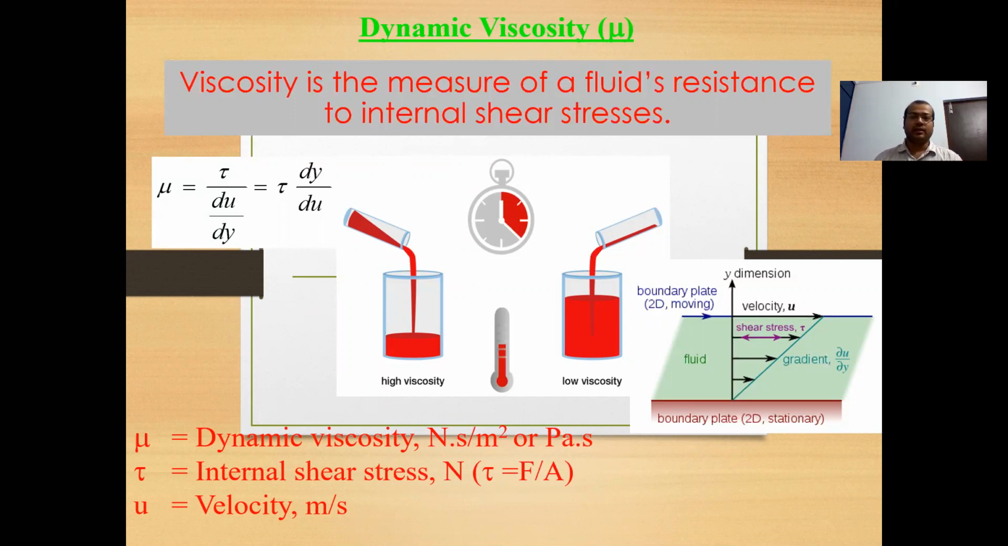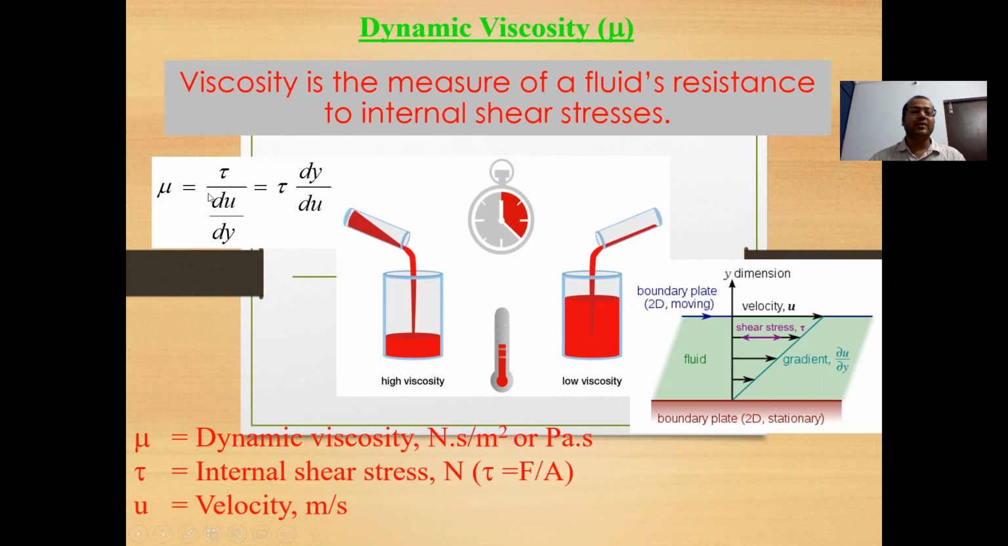Here we have to know about dynamic viscosity and kinematic viscosity, and they are related. The SI unit of dynamic viscosity is Newton second per meter square, or Pascal second. There is a formula here known as Newton's law of viscosity: tau is equal to mu into du by dy. Here mu is the dynamic viscosity and du by dy is the rate of change of velocity.